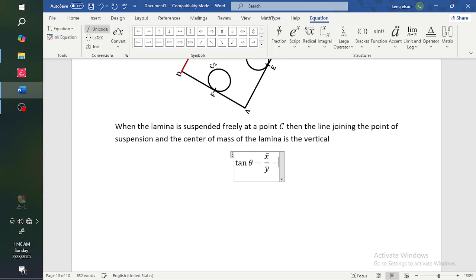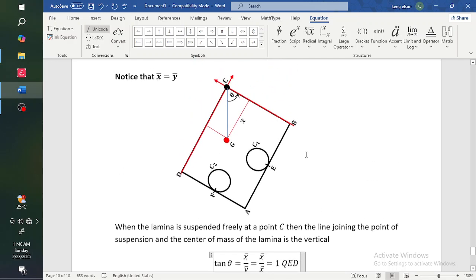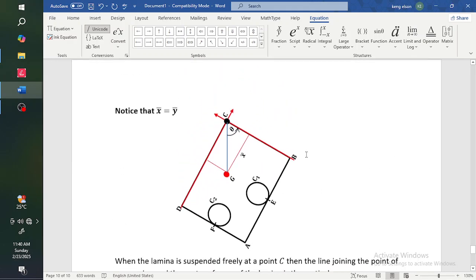But we know that x bar and y bar are the same. So I can just have x bar divided by x bar, because x bar and y bar are the same. So at the end of the day, what do we have? We have 1. So we have proven that the tangent of the angle is equal to 1.